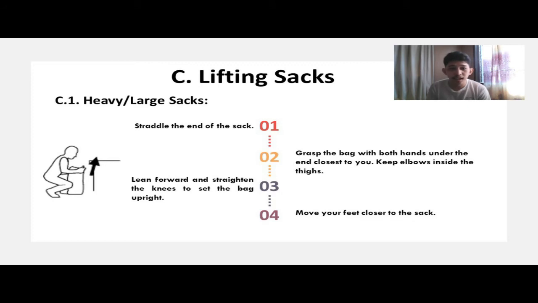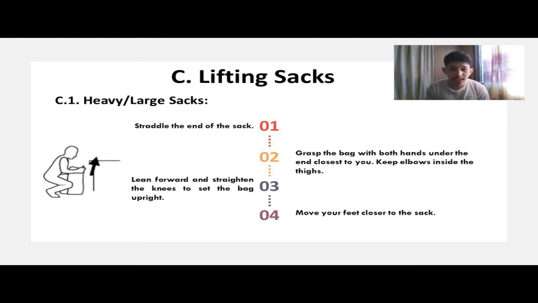So the first thing that we need to remember in lifting a heavy or a large sack is to straddle the end of the sack. Straddle means that you're going to do a position which is almost like sitting. So when you are straddling, you have to bend your hips and knees, and then your back should be kept straight. So the second thing that we need to remember is to grasp the bag with both hands under the end closest to you. So you need to keep your elbows inside the thighs while you are grasping the two ends of the sack near you.